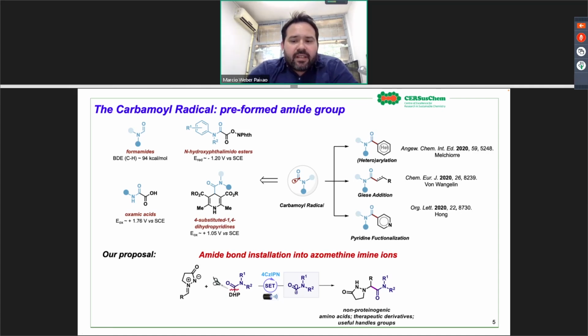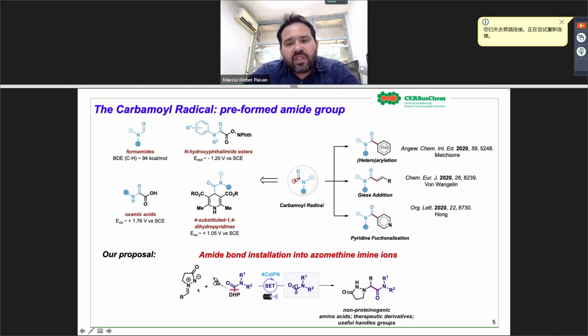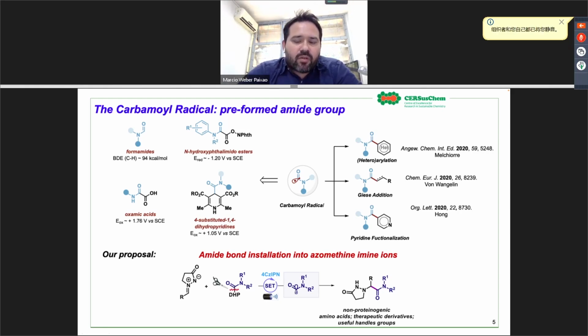So we found in the literature some applications of these dipoles in photocatalyzed additions, so we then explored their activity as a radical acceptor.